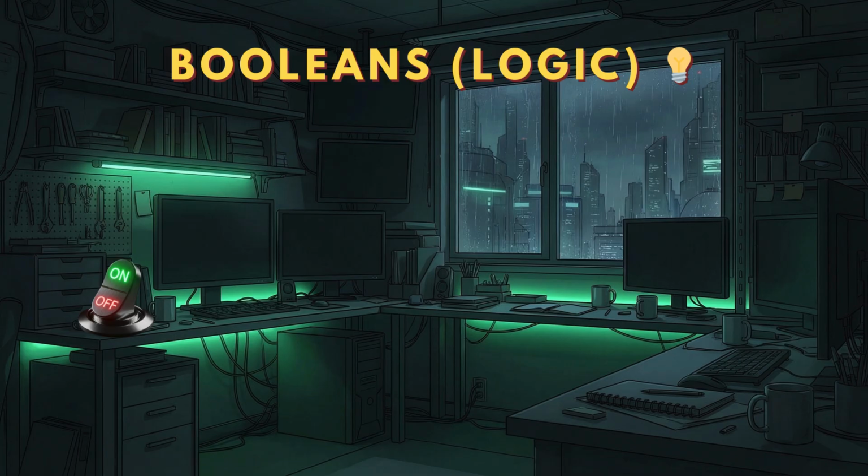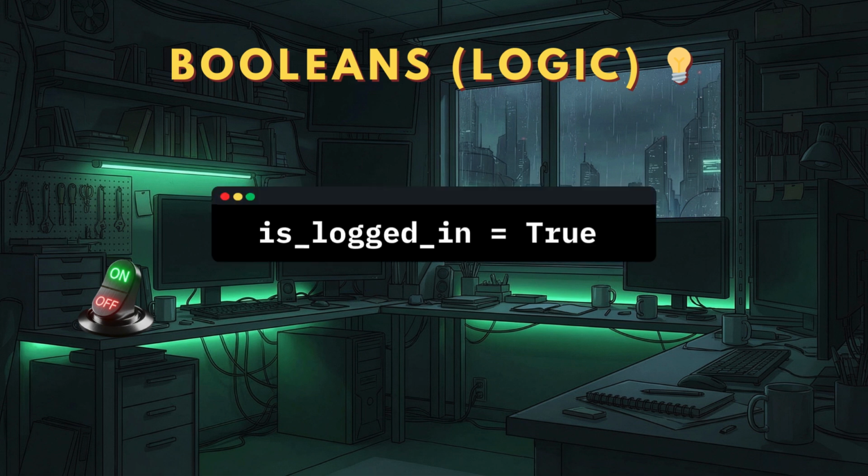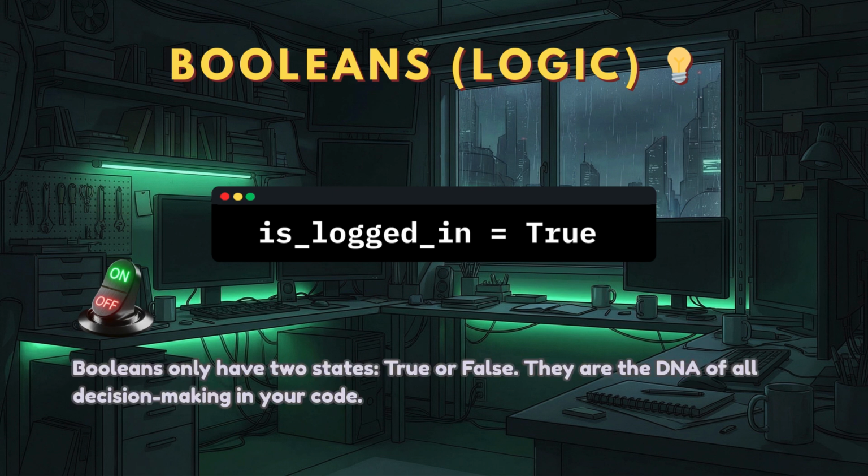Step 4 is the Boolean. This is the ultimate logic switch. Is logged in equals true. Booleans only have 2 states, true or false. They don't need quotes. They are the DNA of computer logic, acting as the traffic lights that tell your program whether to proceed or stop.